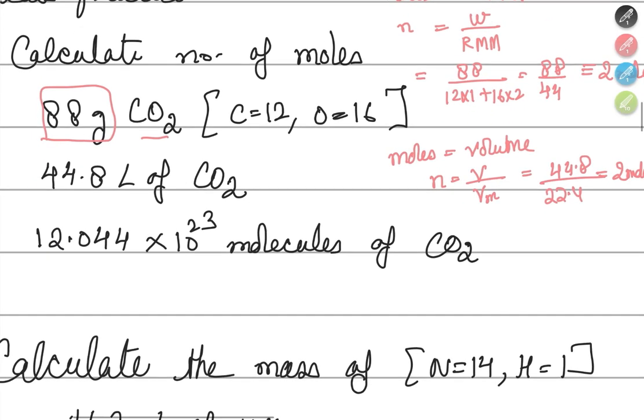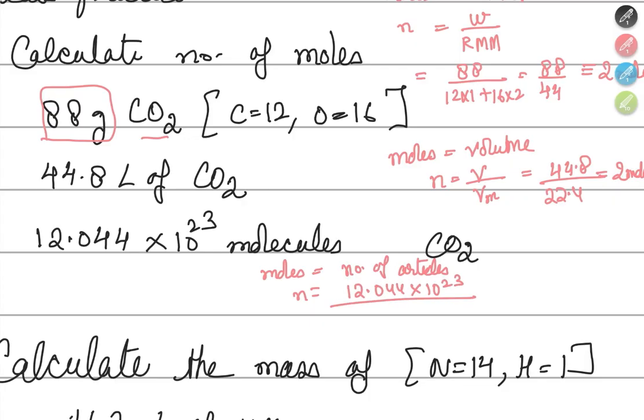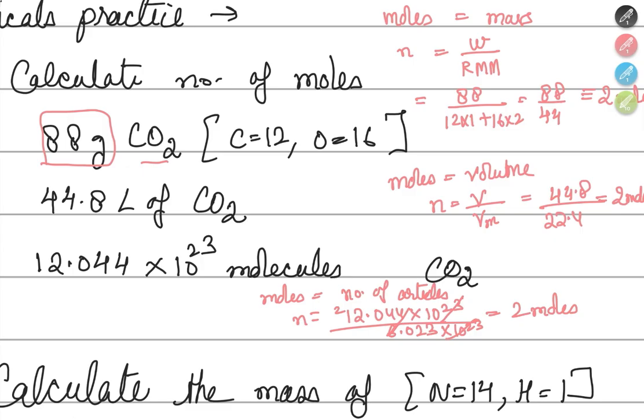Third, now it is relating moles to the number of particles, which you must have understood by now. n is equal to the number of given particles, 12.044 into 10 raised to the power 23, divided by 6.023 into 10 raised to the power 23, and you will get 2 moles. So did you see here that if you know all the relationships, you can convert any mass, volume or number of particles into the mole.